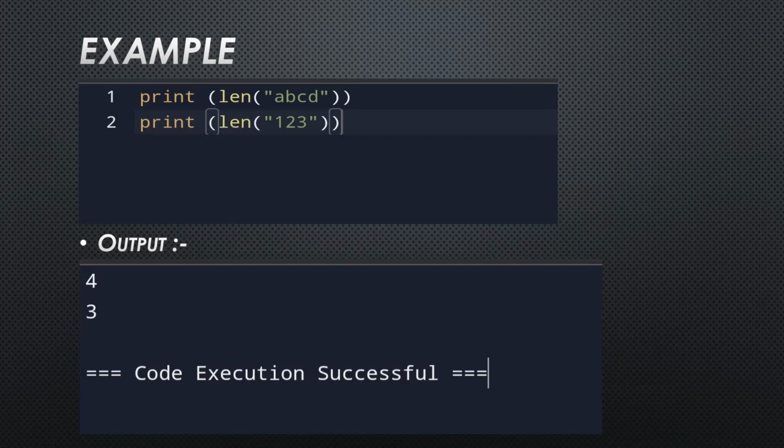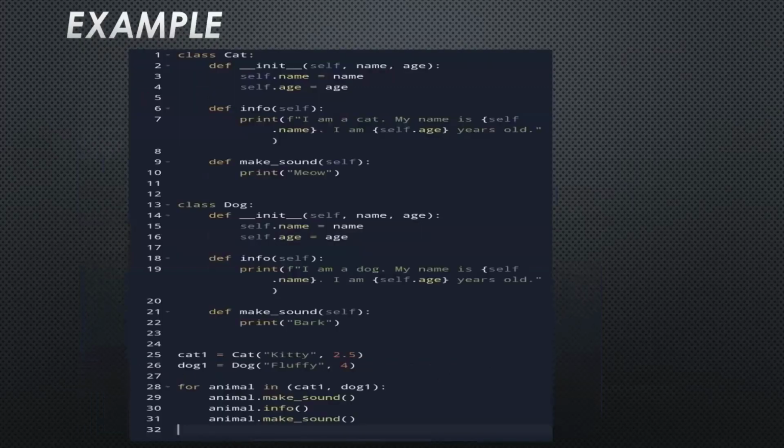From this example, we can understand that length is a function. The function is the same, but with different signatures. Same function name, but different signatures. Here, the first class name is cat, and the second class name is dog. Two classes we have derived. The information is the same: we defined self, name, age for the cat, and for the dog also self, name, age. Both are the same, but we are printing the name and the age of the dog, and here also the name and the age of the cat.